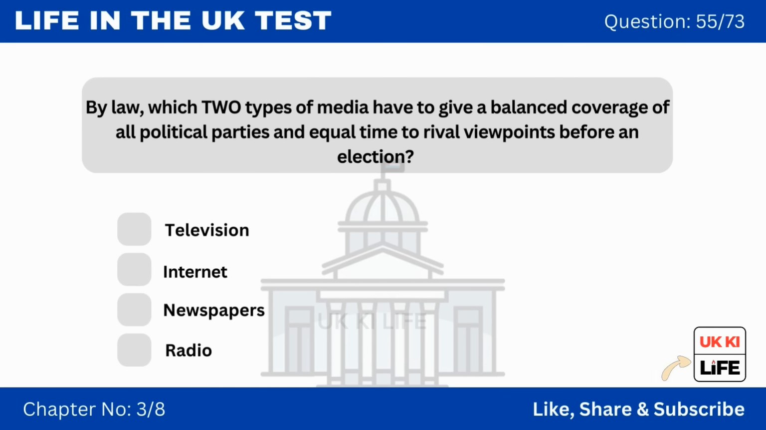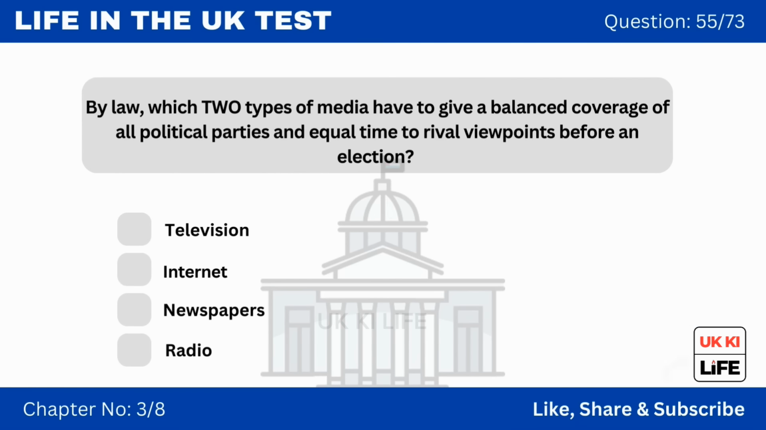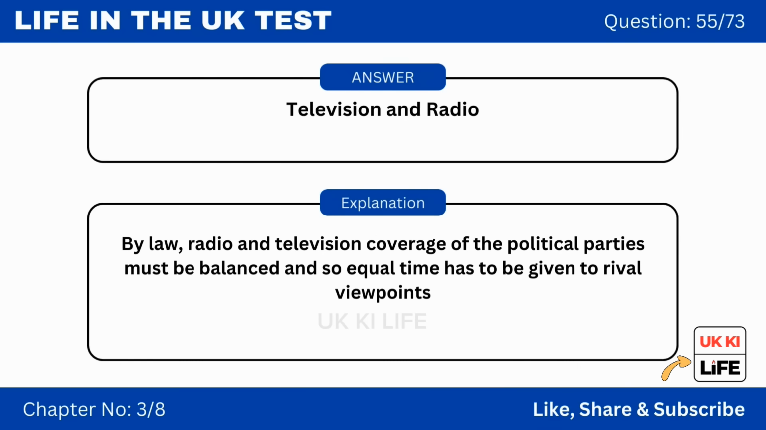Question 55. By law, which two types of media have to give a balanced coverage of all political parties and equal time to rival viewpoints before an election? Television, internet, newspapers, radio. The correct option is A and D. Explanation. By law, radio and television coverage of the political parties must be balanced and so equal time has to be given to rival viewpoints.